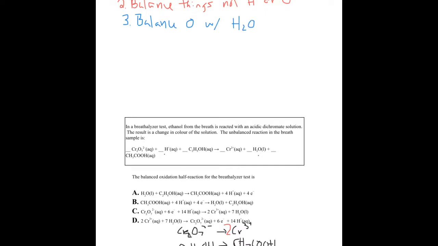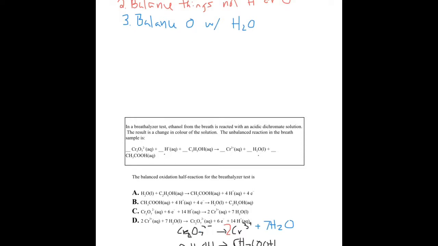So in this first reaction, I have 7 oxygens here, but on the right-hand side, I have none. So in order to balance that, I need to add 7 H2Os, because that gives me the 7 oxygens on the right-hand side.